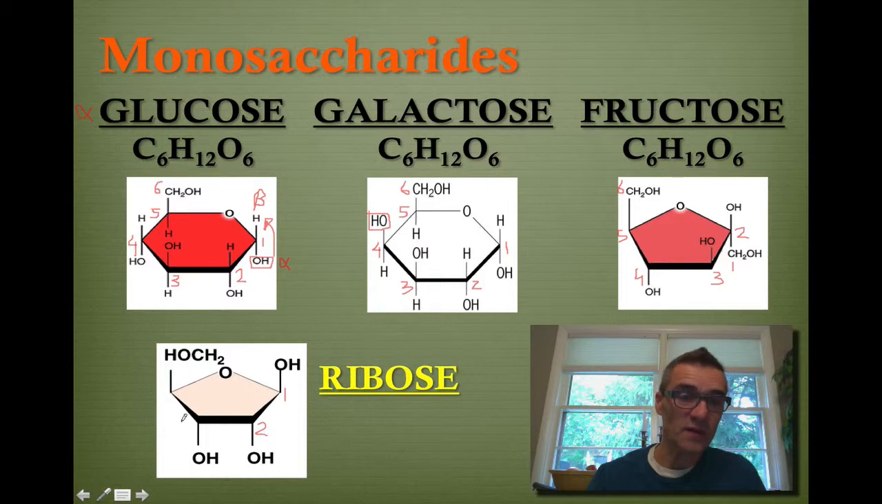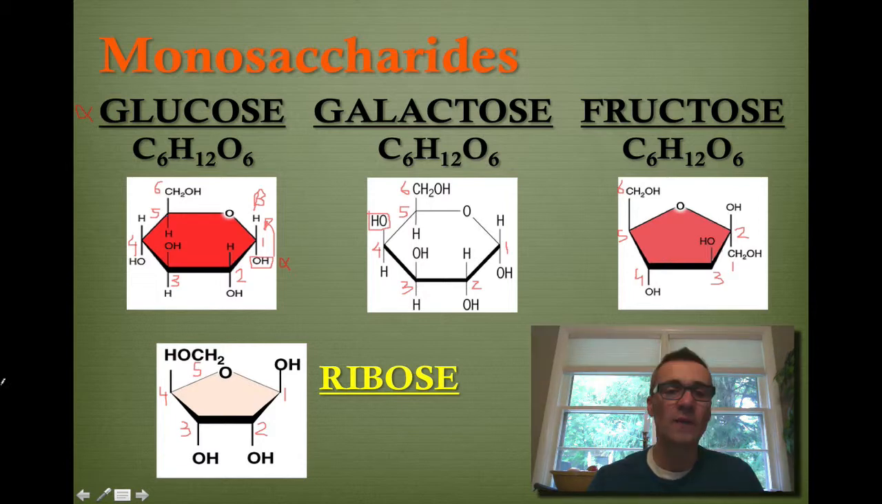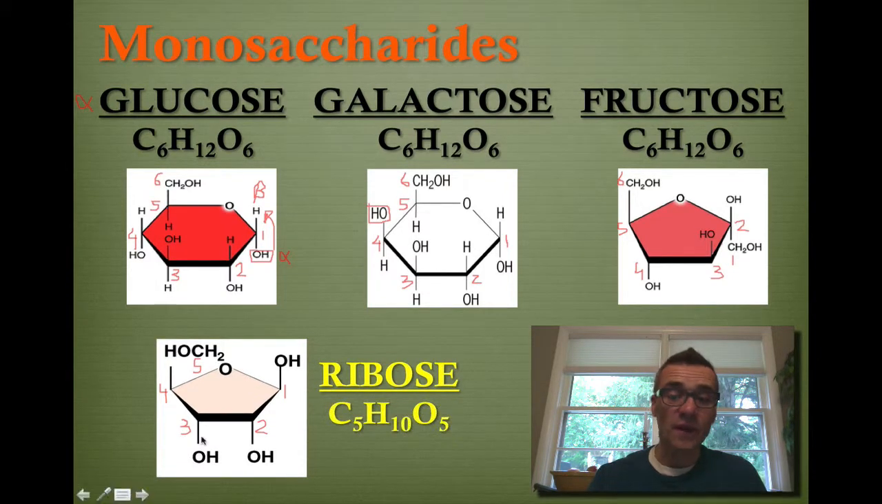The shape is a pentagon shape, so it's a five-sided ring. But if you look very carefully and actually count up the carbons, you'll notice one very important difference. In this case, ribose only has 5 carbons. So it has a formula that is C5H10O5. So it still maintains that 1 to 2 to 1 ratio of carbon, hydrogen, and oxygen.